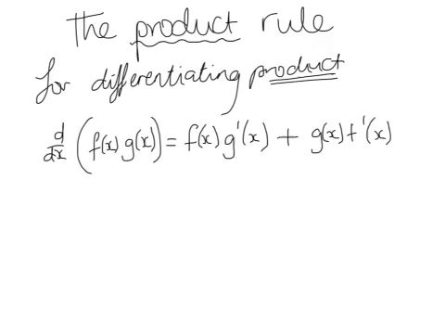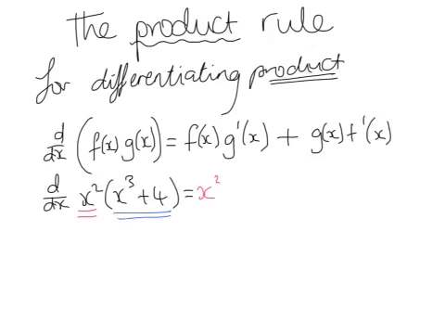Okay, so let's do an example. Let's do something nice and simple. Let's do d by dx of x squared times x cubed plus 4. So here is my f, that's x squared, and that's just going to nicely wait while this one, g, gets differentiated. You can do it in either order, doesn't matter which is which. So that's 3x squared plus nothing.